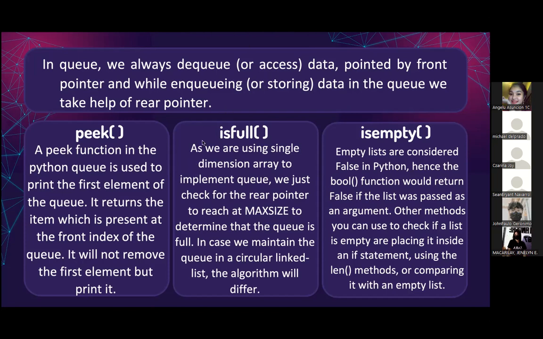Next po is yung is empty. Empty list are considered false in Python. Hence, the bool function would return false if the list was passed as an argument. Other method you can use to check if a list is empty are placing it inside an if statement using len methods or comparing with an empty list.